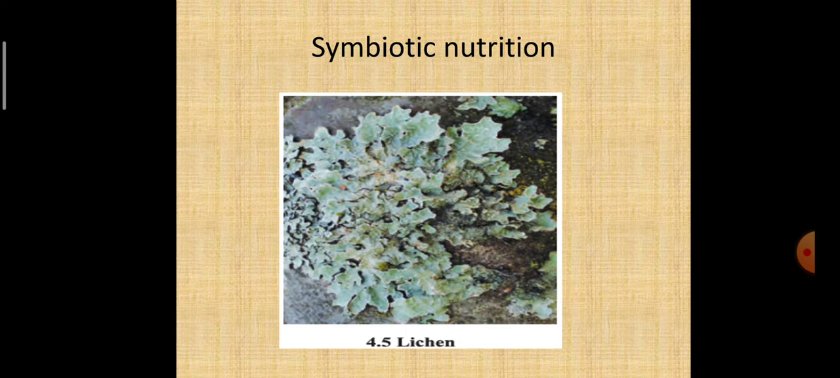Some fungi grow around the roots of some other plants. These plants supply nutrition to the fungi, and in turn, fungi supply minerals and water to the plant. So, the fungi and algae live together. The fungi provide water, minerals as well as shelter to algae, and in return the algae provide food to the fungi. And lichen, as shown in the figure, is an example of a symbiotic relationship between algae and fungi.